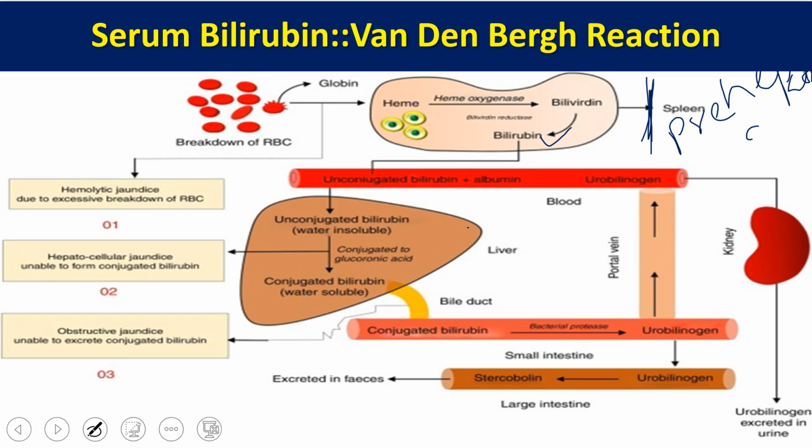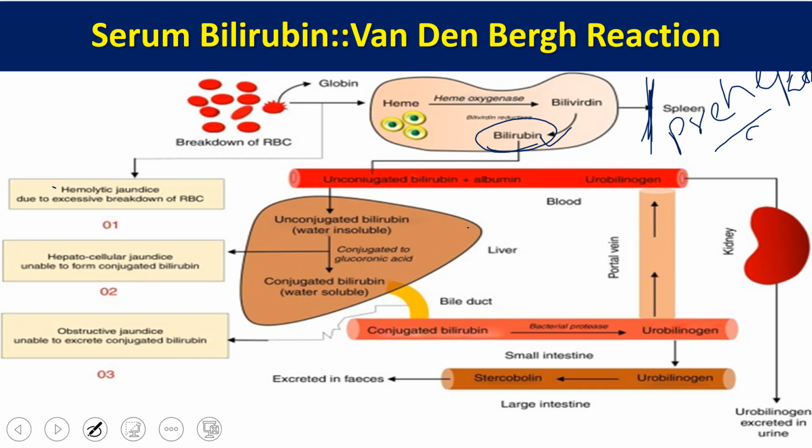In the case of hemolytic or pre-hepatic jaundice, we are having only unconjugated bilirubin. That means we are going to have only indirect bilirubin, and that bilirubin will give you only an indirect positive test.